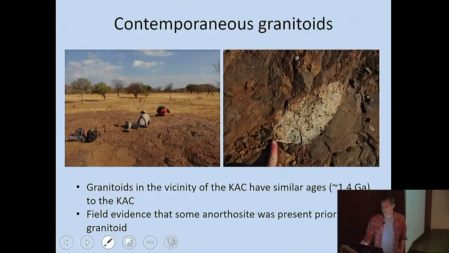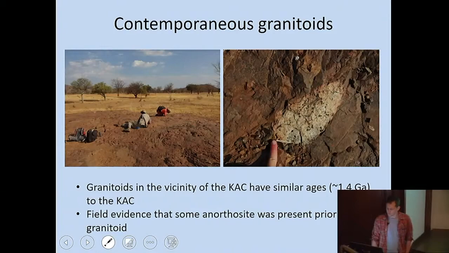And in some cases, we can even see blocks and fragments of anorthosite hosted by the granite, implying that some of the anorthosite had been in place prior to granitoid emplacement. And these granitoids are probably either anatectic melts of crustal material, when this anorthosite was coming up and intruding and melting the surrounding crust. Alternatively, they could be residual liquids derived from extreme late stage fractionation of these anorthosite complexes.